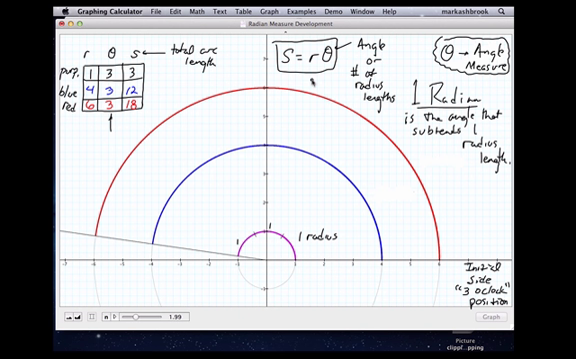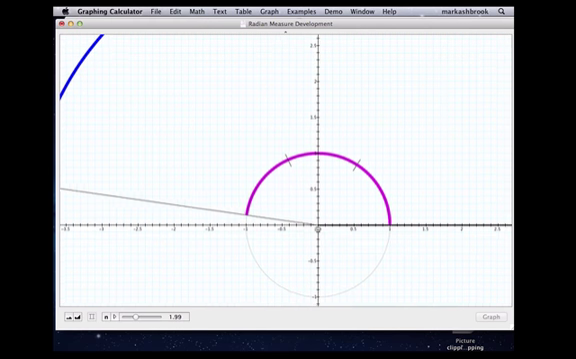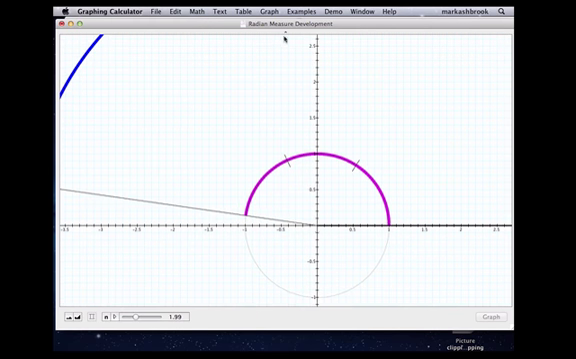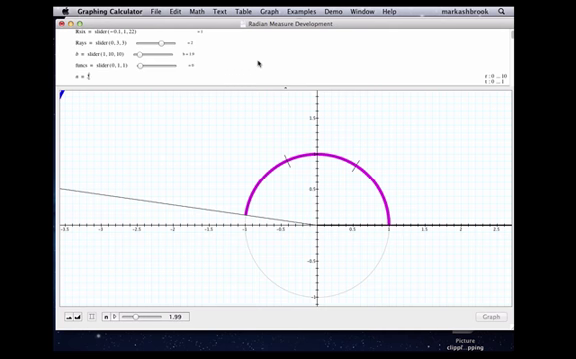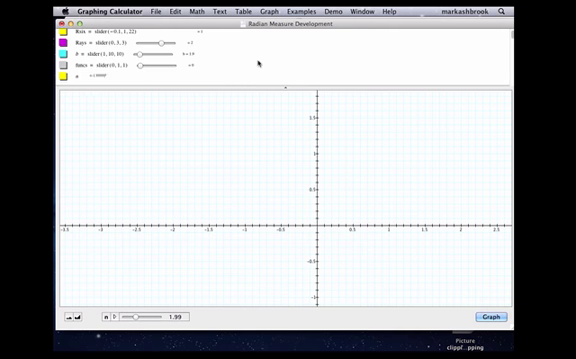Okay, so I'm going to zoom in on just this purple circle here.